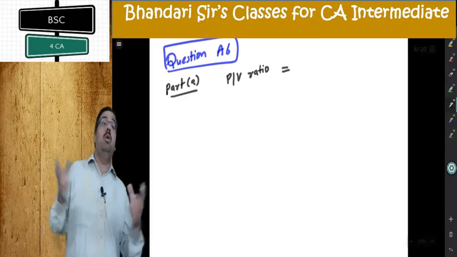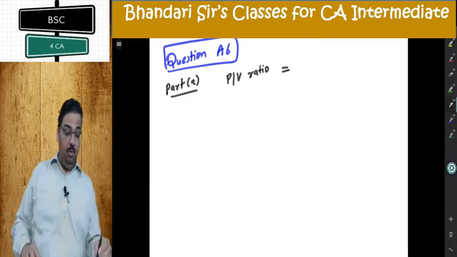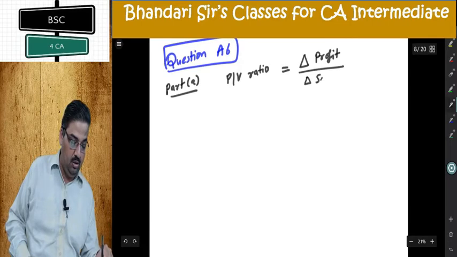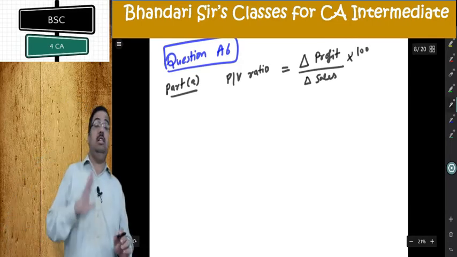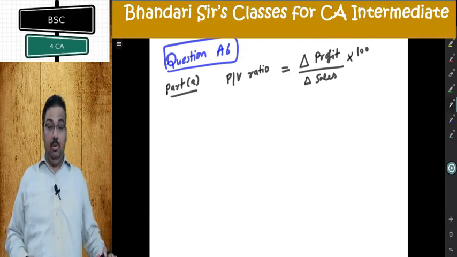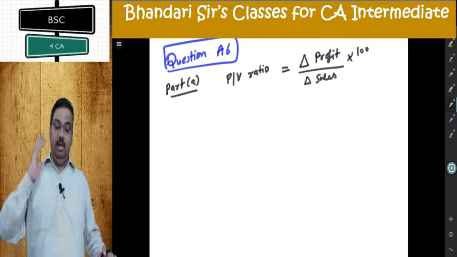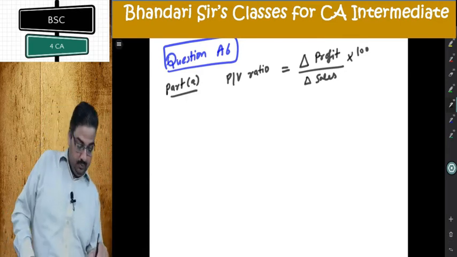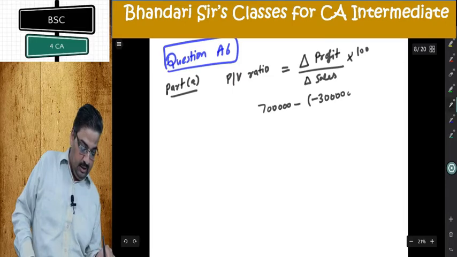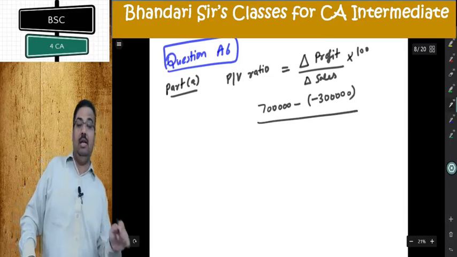Remember the change formulas. One formula was change in profit divided by change in sales into 100. There are many ways of doing, but this is easiest way I am using here. The change in profit is very easily computable. Change in sale is also very easily computable. So this is 7 lakh minus 3 lakh, because there is loss. Loss is minus 3 lakh.